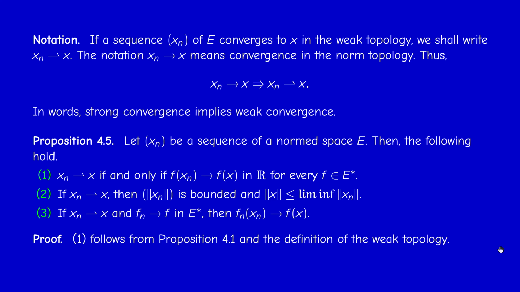So for the first property, this is just a consequence of proposition 4.1, which states that with respect to the topology generated by a collection of maps, a sequence is convergent if and only if the images of the sequence under all maps converge. And this is what we have here. So the f is just the phi sub f. Okay, so this is the first point.